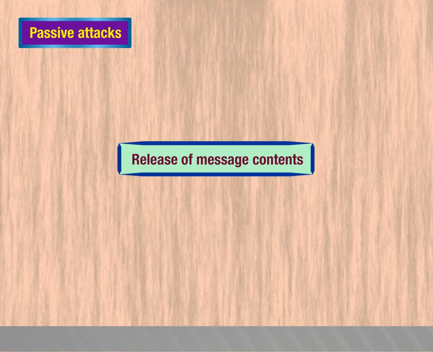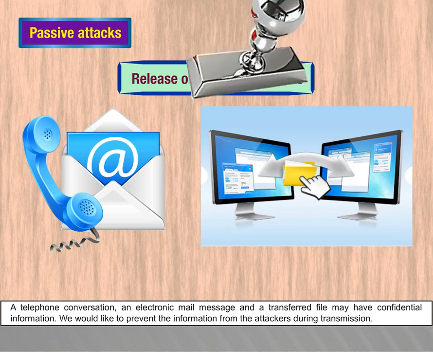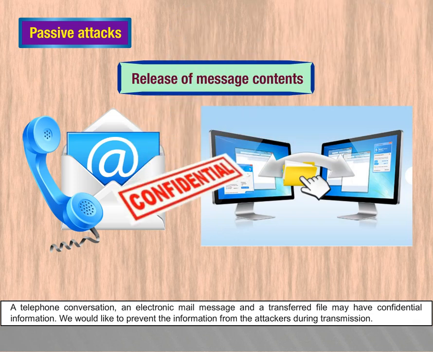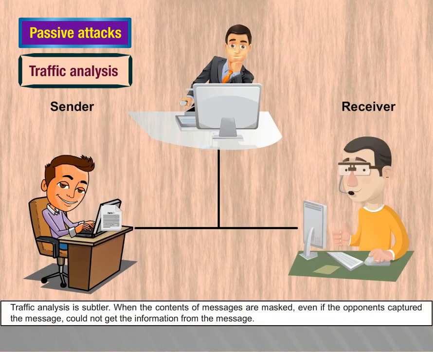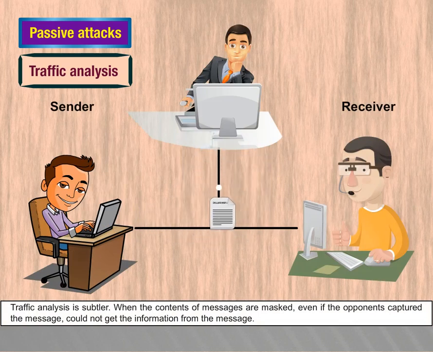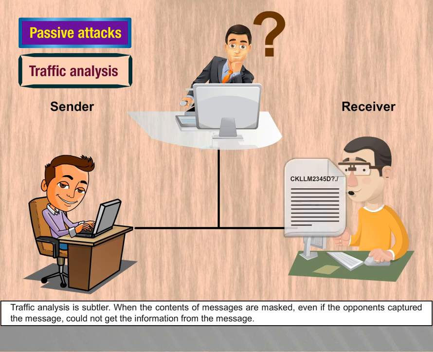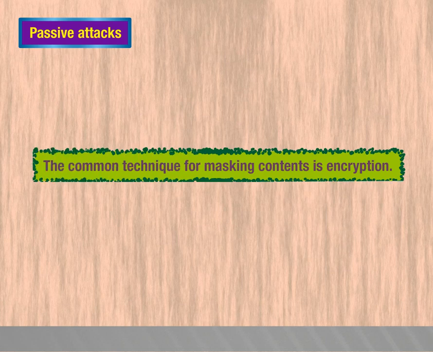Release of message contents. A telephone conversation, an electronic mail message, and a transferred file may have confidential information. We would like to prevent the information from reaching attackers during transmission. Traffic analysis. Traffic analysis is a subclass where the contents of the messages are masked. Even if the opponents capture the message, they cannot get the information from it. The common technique for masking contents is encryption.